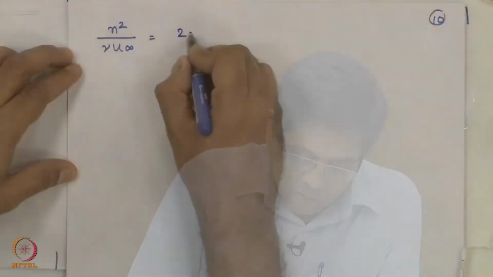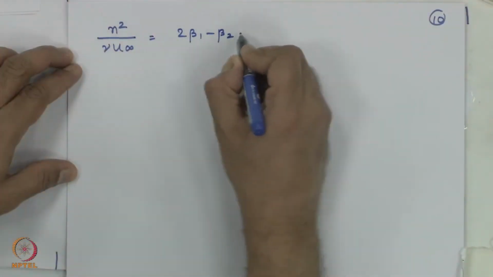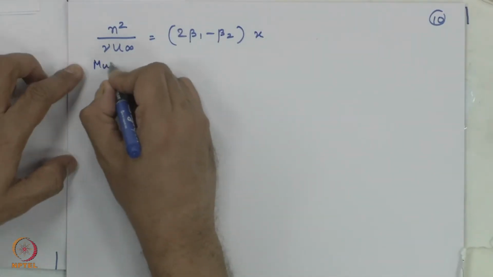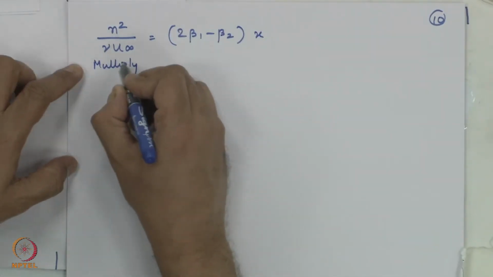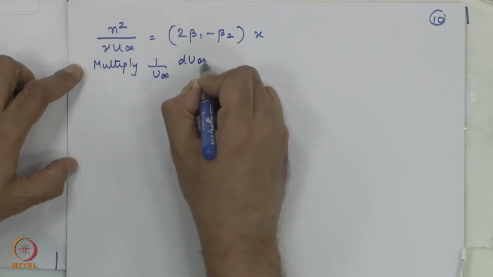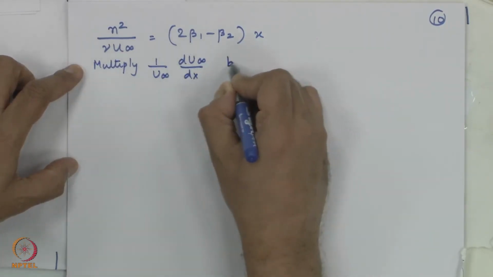Let us just keep this here and let us multiply this. This is slide number 10. You had n squared by nu u infinity is equal to 2 beta 1 minus beta 2 into x. Multiply by 1 by u infinity du infinity by dx on both sides.